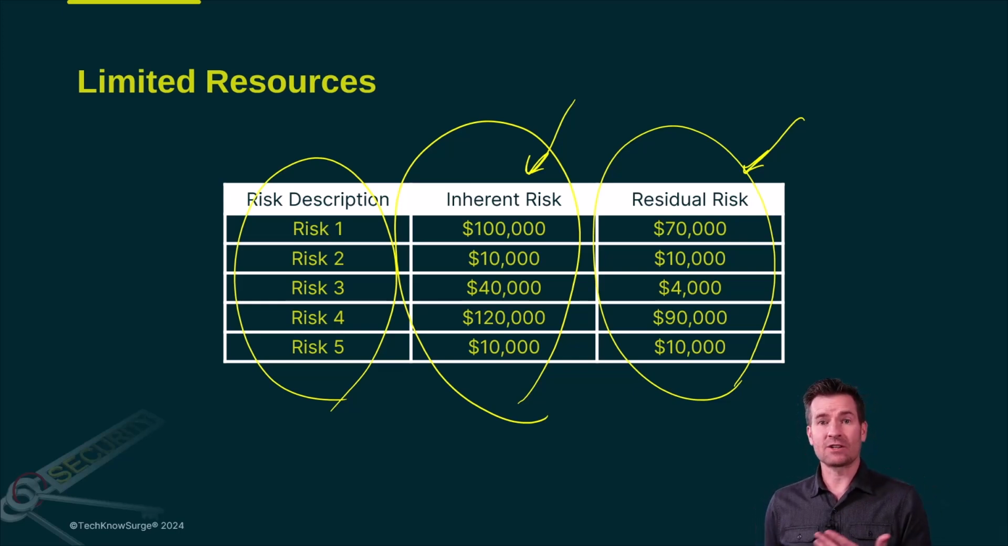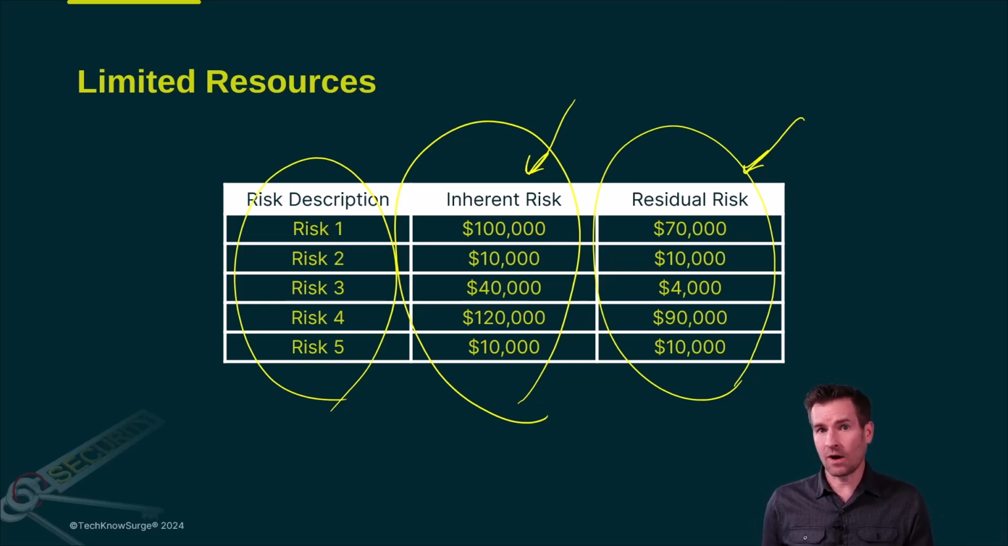Now we need to determine which one we're going to tackle. We have a limited amount of resources. We can't tackle all of them. We've determined we can only tackle one of those risks and implement one solution. So how do we determine which one we're going to implement?